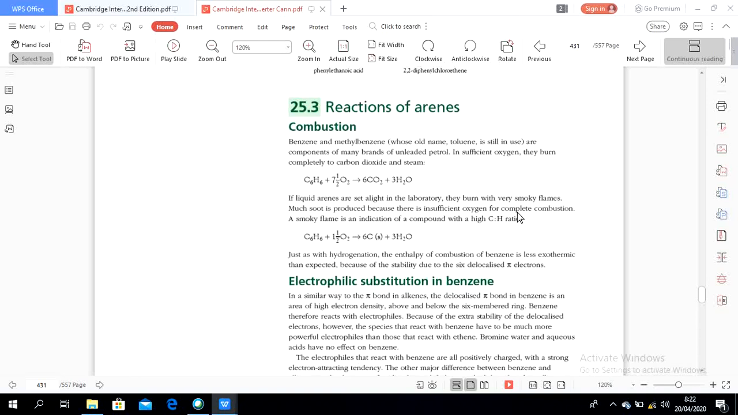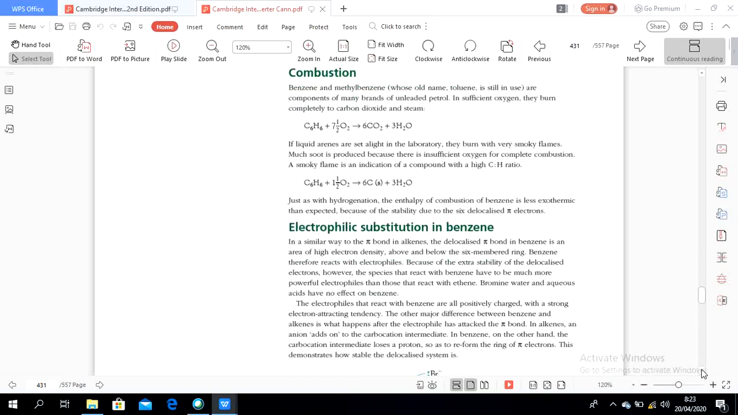Why? Because of the stability of the 6 delocalized pi electrons. Last week we discussed already the stability of the pi electrons. This means that the electrons, the double bonds, can rotate within the structure. And now the second topic is electrophilic substitution in benzene.